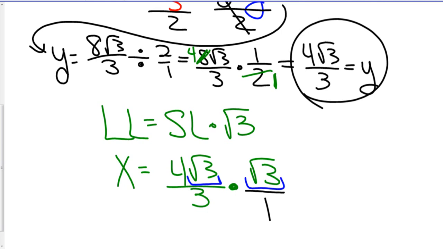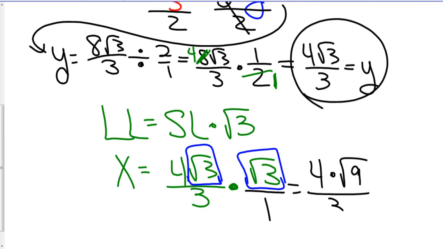Remember, if they're both on the inside of the radical, they're allowed to play together. If they're both on the outside, they're allowed to play together. But if one's outside and one's inside, you just write them almost like a variable, like 4x. But look, these two are both underneath the radical sign, so I'm going to go ahead and multiply those together. So when I do this, I'm going to get 4 times radical 9 all over a 3.